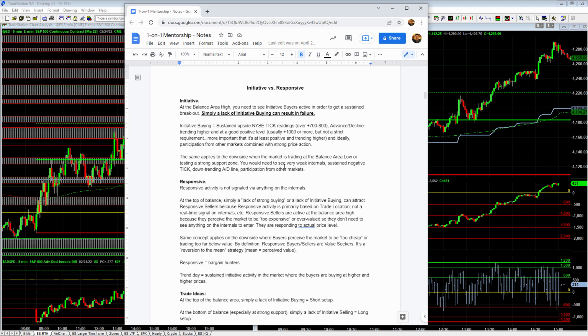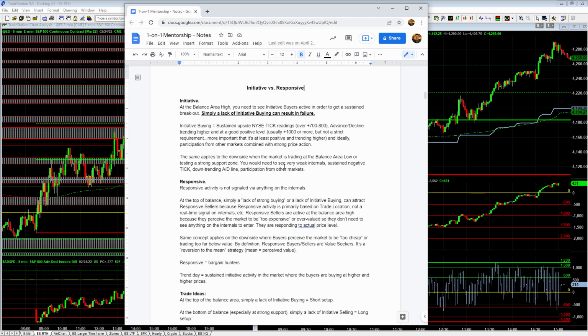So anytime you're at the balance area high, and of course the same applies to balance area low, but anytime you're at the balance area high or trying to break out above a larger time frame balance area, you need to see initiative buyers active in order to get a sustained breakout, because it's not about a breakout attempt, right? It's about having a successful and sustainable breakout. And for the upside scenario, simply a lack of initiative buying can result in a false or failed breakout.